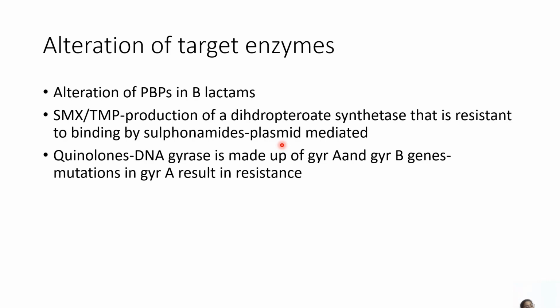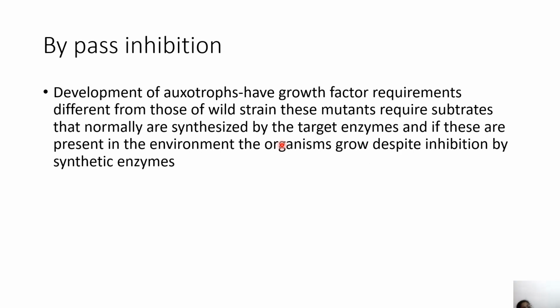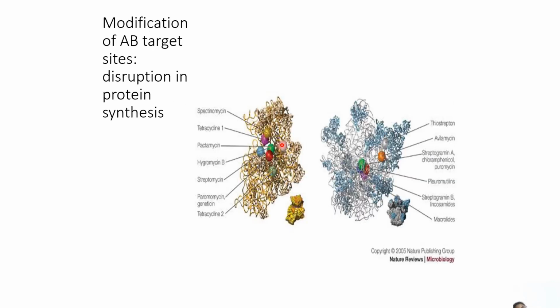There can be alteration of target enzymes, like the alteration of PBPs in beta lactams. Quinolones, for example: DNA gyrase is made up of GyrA and GyrB genes, so mutations in one of the genes result in resistance. Then there can be bypass of inhibition, development of auxotrophs. They have growth factor requirements different from those of the wild strain. These mutants require substrates that normally are synthesized by the target enzymes, and if these are present in the environment, the organisms grow despite inhibition of the synthetic enzymes.